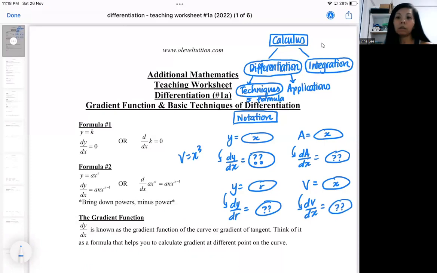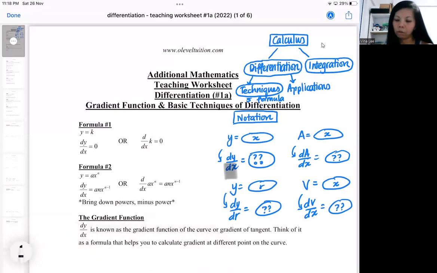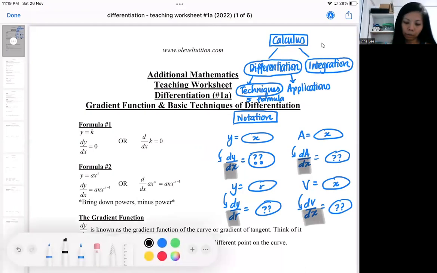That is the notation that you need to take note of. The usual term will be you will differentiate with respect to x, you will differentiate with respect to r. When we say differentiate with respect to x, you will be getting a dx. When we say differentiate with respect to r, you will get a dr. These are the few categories of notation.